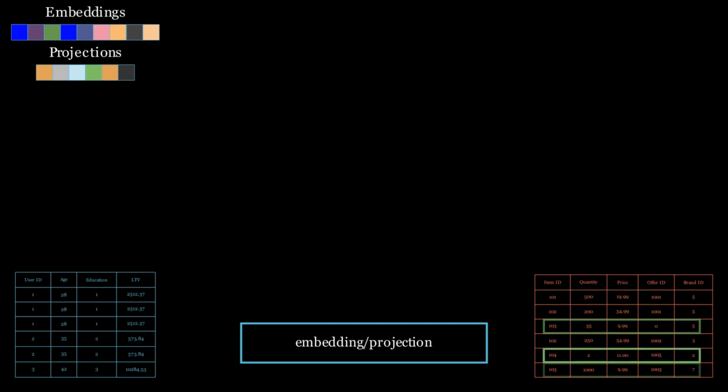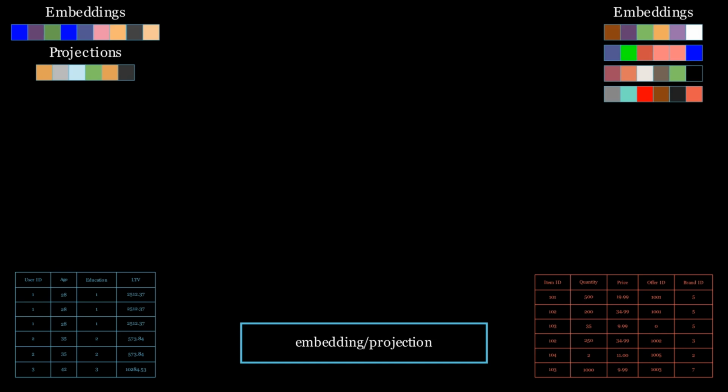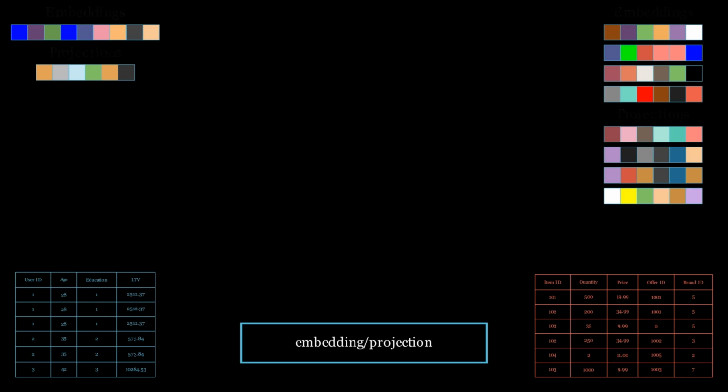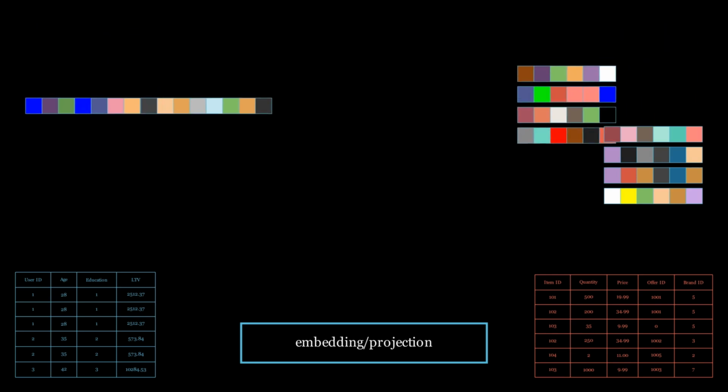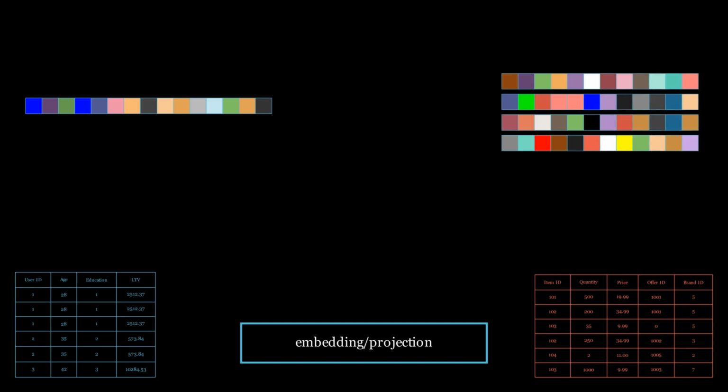These operations need to be done separately for each individual feature for both users and items, meaning the model requires a lot of memory to store all the tables and matrices. After all the embeddings and projections are done, we can concatenate these separate vectors into user and items representations, ready to travel further up the model layers.